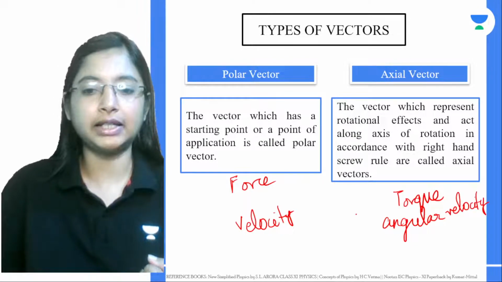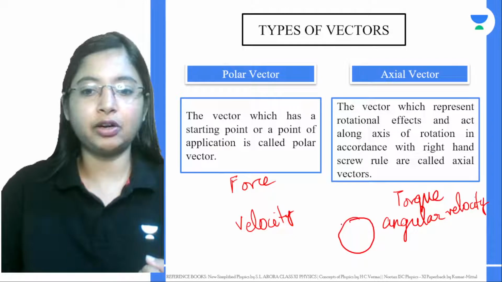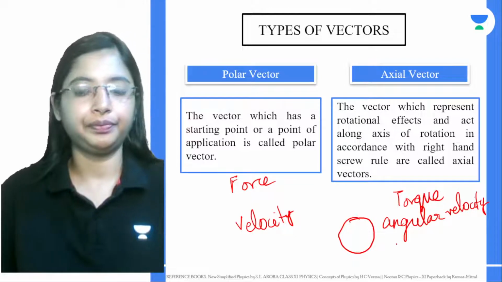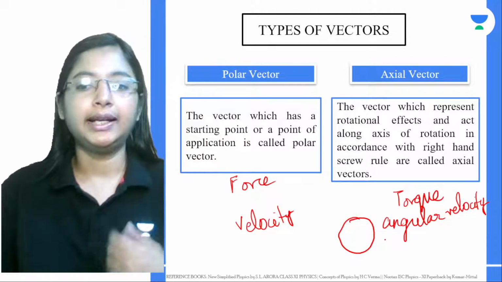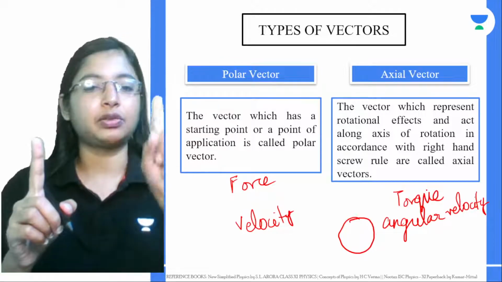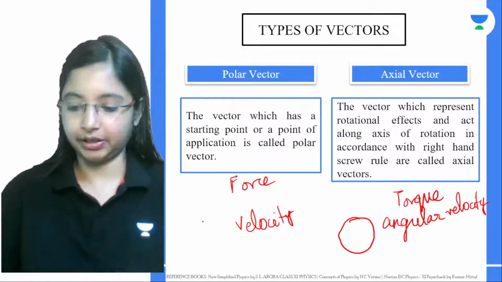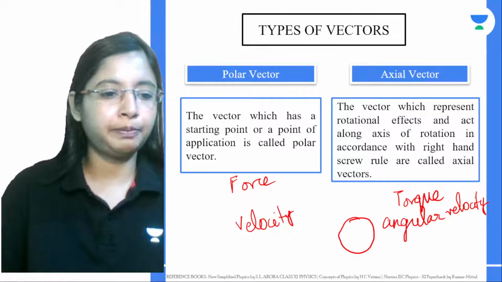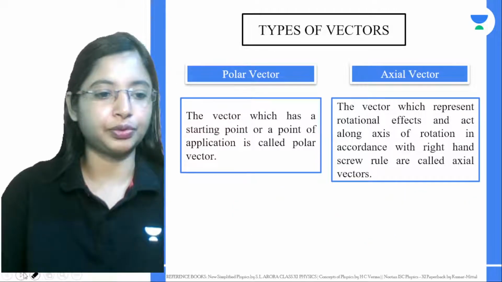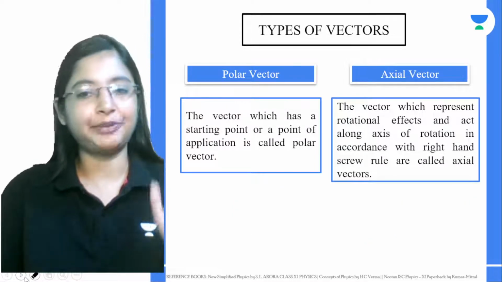So when you're talking about axial vectors, there is a rotational effect involved. These are the two types of vectors: one is the polar vector, another is the axial vector. That's the very simple difference between these two. Still, if you have any doubt, please ask me in the chat box.